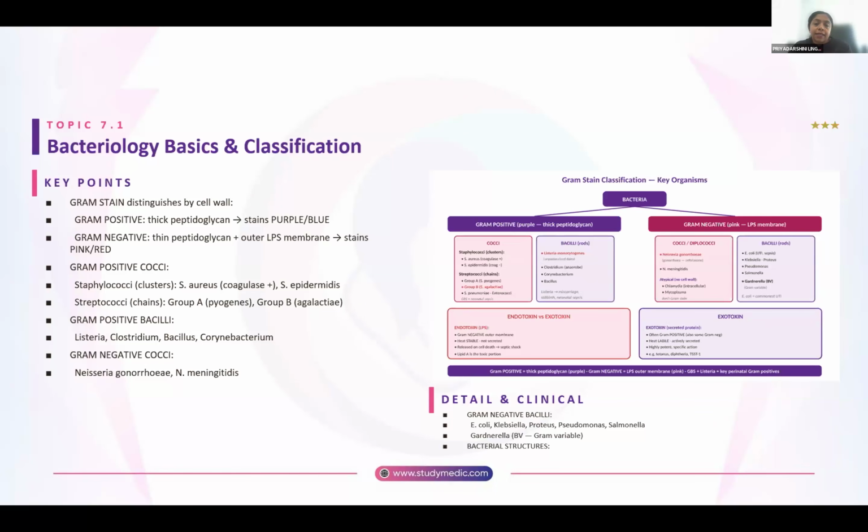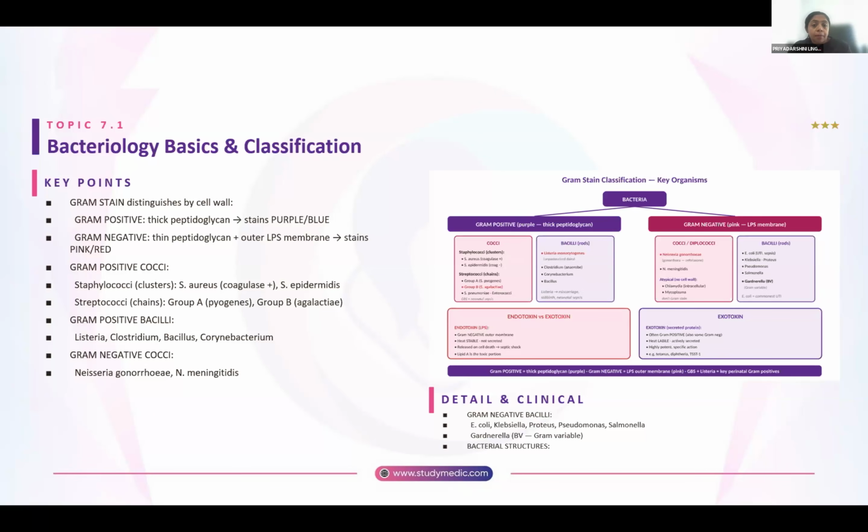Coming to other examples, gram-positive bacilli, the common ones are Listeria, Clostridium, Bacillus, and Corynebacterium. Coming to gram-negative cocci, we have Neisseria. Again, one of the most common organisms seen in sexually transmitted infection. This is an example of a gram-negative cocci. So what are the key points that you need to remember here and what are the exam SBAs? In your exam, you might be tested on asking a particular organism and they can ask you what type of bacteria it is, whether it is gram-positive or negative.